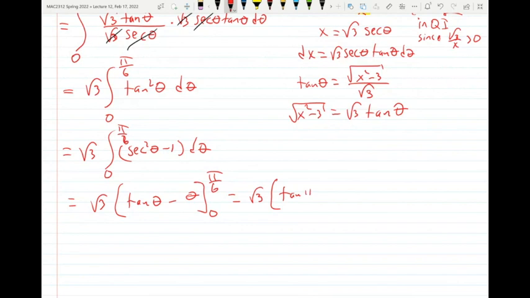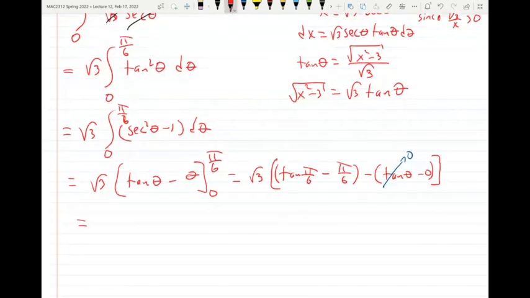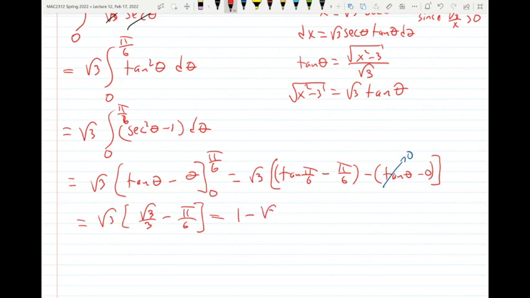So we get tangent of pi over 6 minus pi over 6, minus tangent of 0 minus 0. So tangent of 0 is equal to 0, and tangent of pi over 6 is square root of 3 over 3. So that becomes square root of 3 over 3 minus pi over 6, and distribute. So we get 3 over 3, so that's a 1, minus square root of 3 pi over 6.